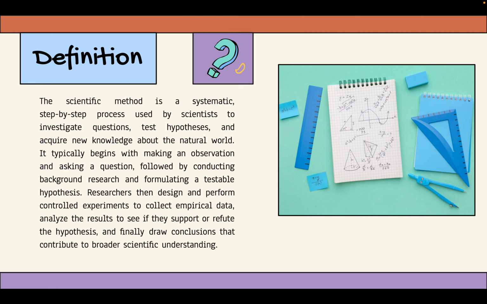So, the scientific method is a logical, systematic process that scientists use to explore observations, test ideas, and answer questions about the natural world. It relies on empirical evidence, repeatable testing, and objective analysis rather than assumption or guesswork.